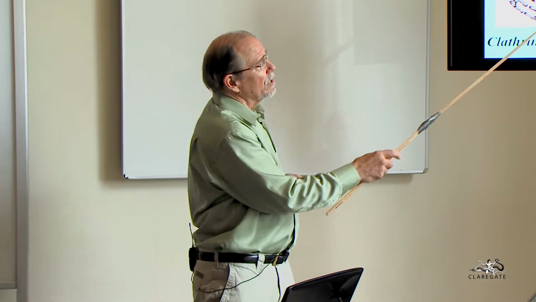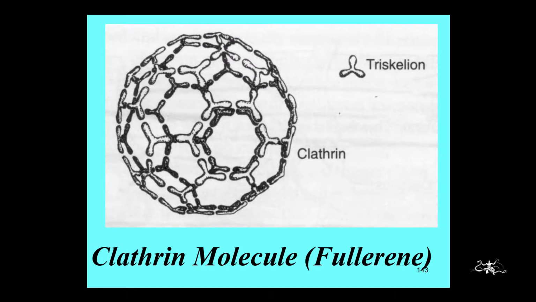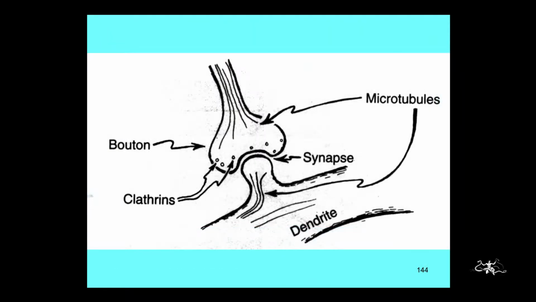They're Buckminster fullerenes. They're truncated icosahedra. You see the pentagon, you see the hexagon surrounding it, and here they are. Here's the synaptic cleft. Here are the microtubules. Here are the little buckyballs.